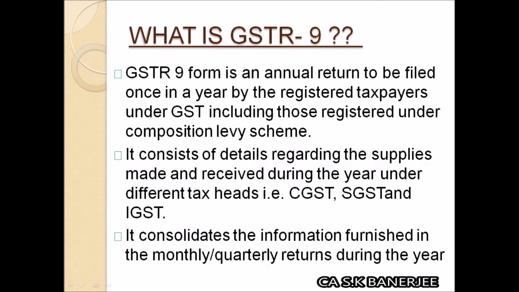This form contains details regarding the supplies which you have made and which you have received during the year under different tax heads, that is the CGST, SGST and IGST, and it consolidates the information which is furnished in the monthly or the quarterly returns during the year. So basically the Gstr-9 form is a consolidation of your monthly return, which is your Gstr-3B which you have filed, and also the Gstr-1 which you have filed either monthly or quarterly based upon your turnover and the option which you have selected. So it is the consolidation of your tax payment return, which is the Gstr-3B, and the invoices return which you have filed, which is Gstr-1.